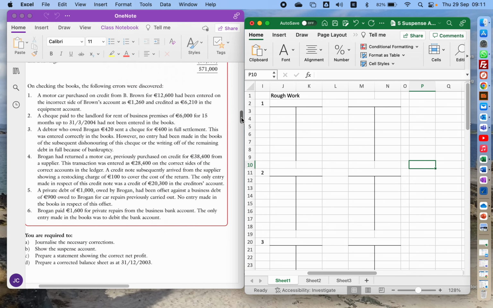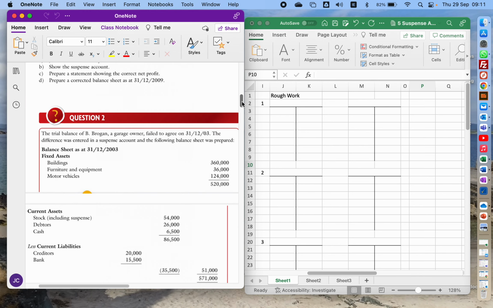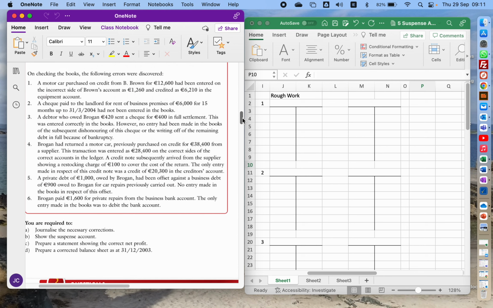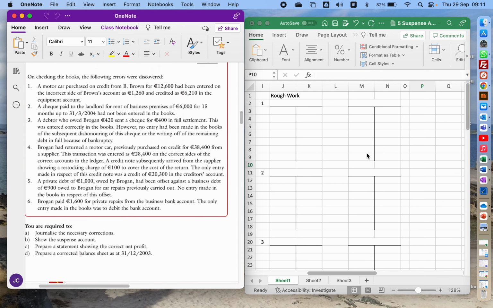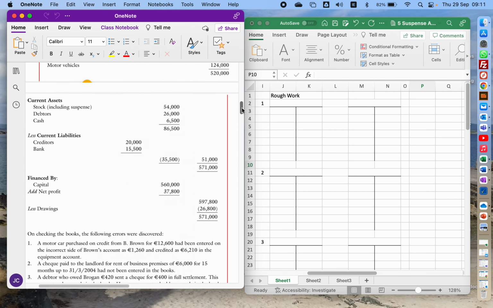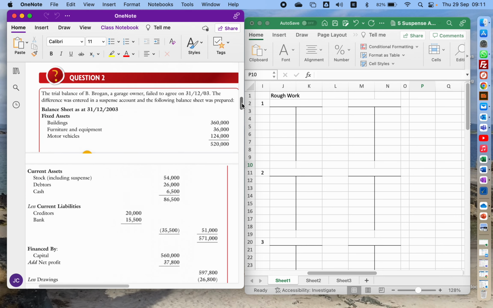This is suspense accounts question 2. Just double check I have it here. Yeah, so I'm just going to do the rough work and how I translate the rough work into what goes into the general journal. So: motor car bought on credit from B. Brown. Now just quickly check at the top of the question, what business is this guy in? So he's a garage owner.